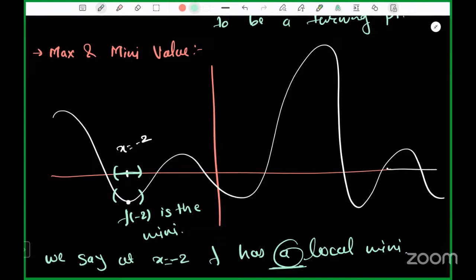And what does a local maxima mean? Suppose here x is equal to minus 1. If you take a very small neighborhood around x equals minus 1 and consider the functional values on this interval, then you can observe that f of minus 1 is the maximum value. Such points are known as local maxima. Again, it is possible for a function to have more than one local maxima.